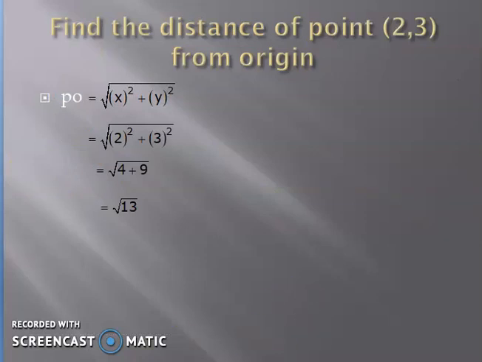This is find the distance of the point from origin. Origin से हमें फॉर्मूला सीधे अप्लाई करना है. आप इसको इस तरह से भी इम्प्लीमेंट करके लिख सकते हैं x minus 0 whole square plus y minus 0 whole square. This becomes under root of 2 square plus 3 square. 2 square is 4 and 3 square is 9. 9 plus 4 is 13 units. We have always marked the units.